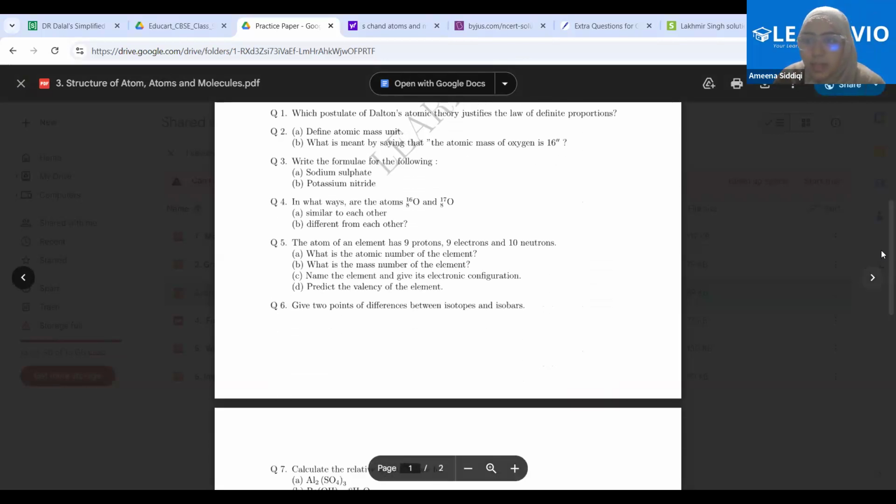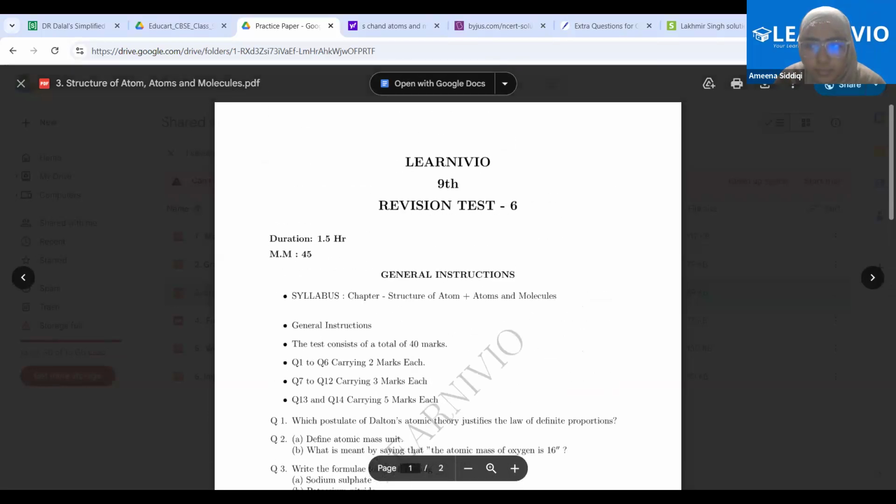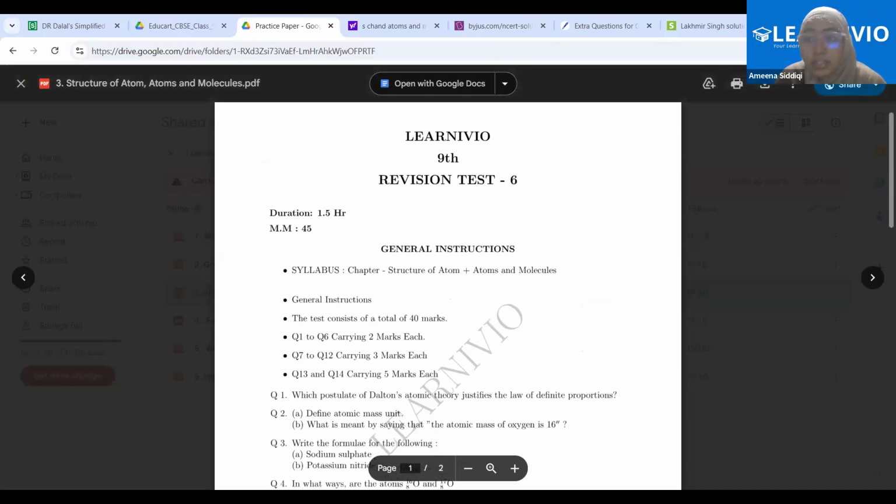Nikhil, atomic mass of sodium? Ma'am, 26 or something like that. 23. 27 is for aluminum. Ma'am, I couldn't hear you. 23. Yes. Okay, ma'am.